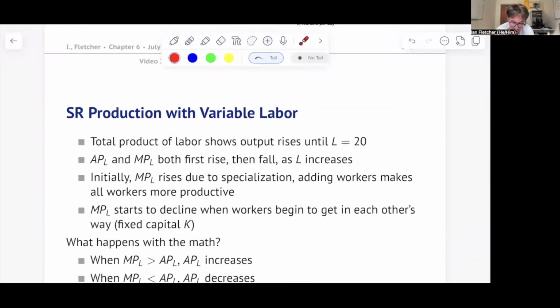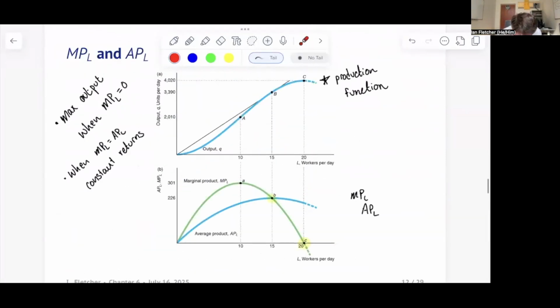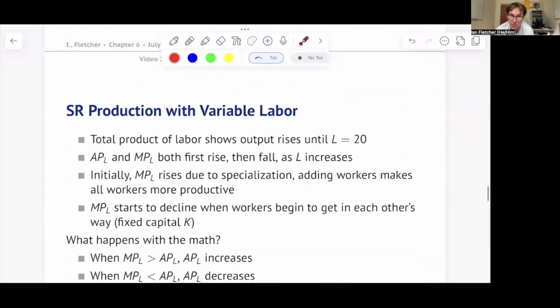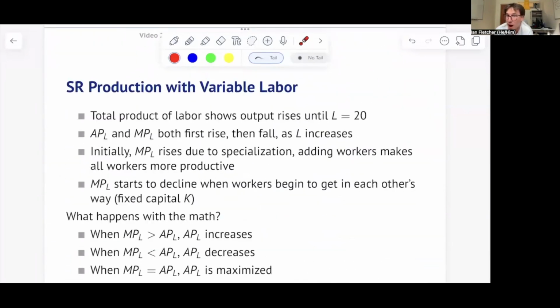Initially, the marginal product of labor would rise due to specialization, as adding more workers makes all workers more productive, right? That makes sense. If we think about mowing lawns, if we're adding more people to mow lawns, we're going to be able to mow it faster. But because we have a fixed amount of capital, our marginal product of labor does begin to decline when people start getting in the way of each other, right? The lawn is only so big, and if everybody is running their lawnmower, we're just going to start running into people. And so we might be better off just having three people instead of 10.